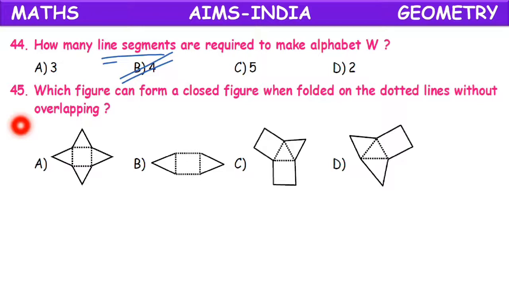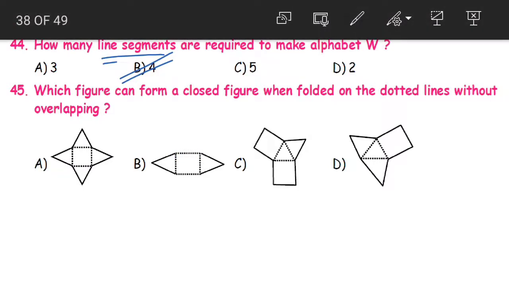Coming to question 45, which figure can form a closed figure when folded on the dotted lines without overlapping? What should we do? Which of these figures, that means we are having 4 figures, we have to fold them. Where should we fold them? How should we fold them, children? We should fold them along the dotted line. These are the dotted lines. Yes, so that means we have to fold here.